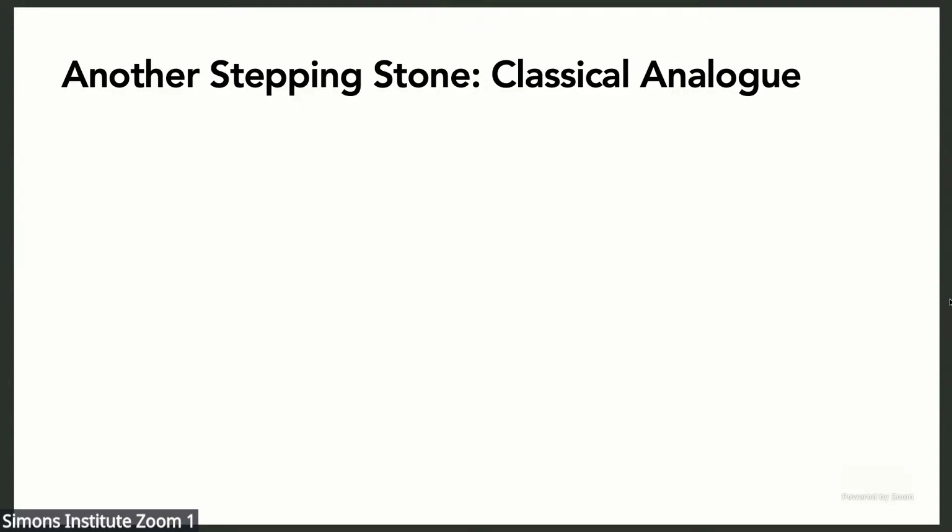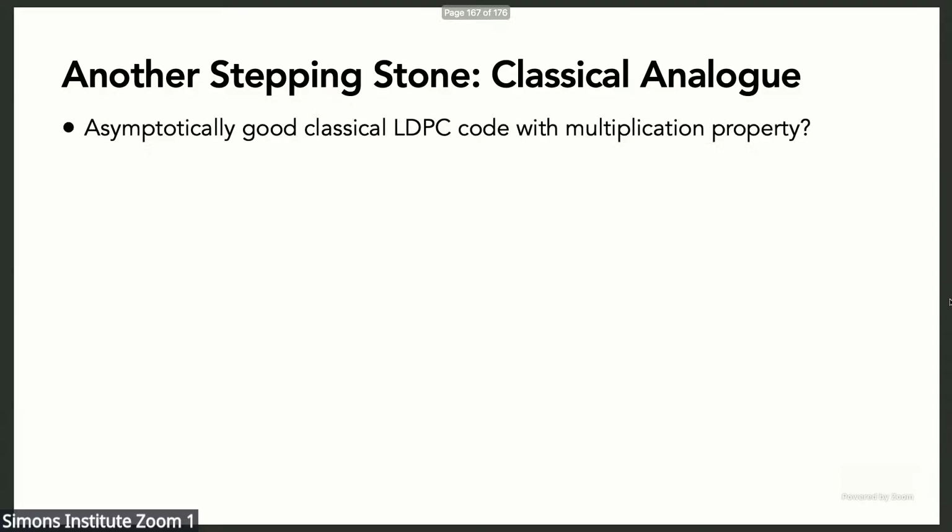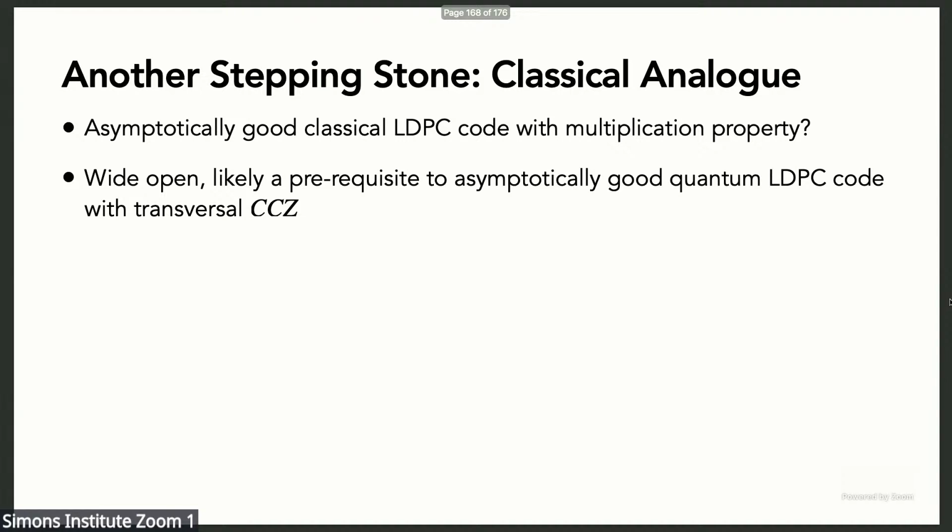So I now just want to highlight one other potential stepping stone, which is actually the classical analog of this problem. It's interesting that when people were trying to construct good quantum LDPC codes, we always had good classical LDPC codes. So it was always a matter of getting something quantumly that we had classically. In this problem, we actually do not have good classical codes with the analog of CCZ, which is just this multiplication property. So it's a wide open question to construct good classical LDPC codes with a multiplication property. I believe it's probably a prerequisite to getting good quantum LDPC codes with CCZ.